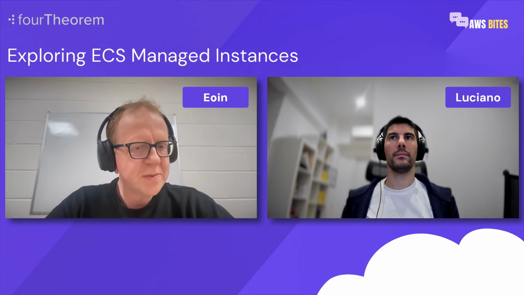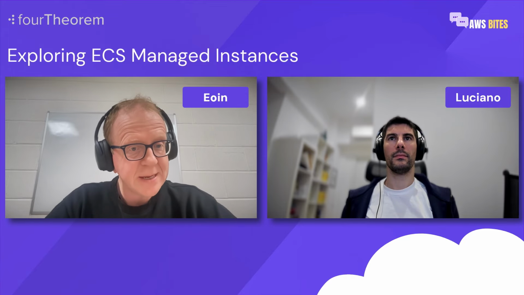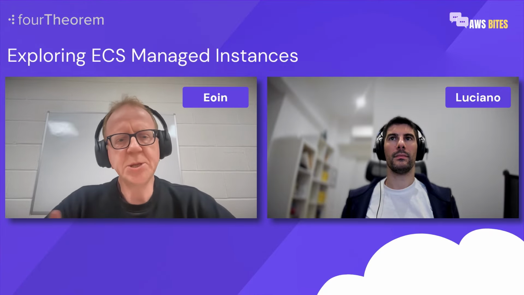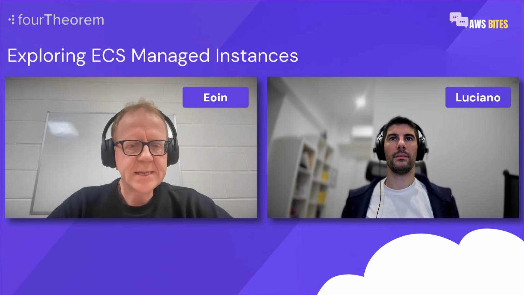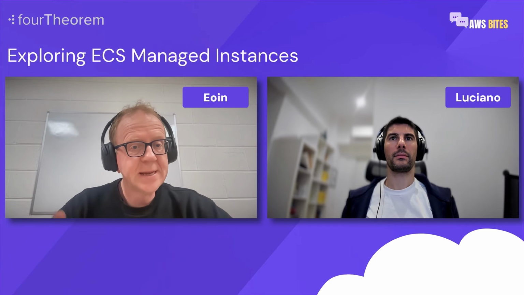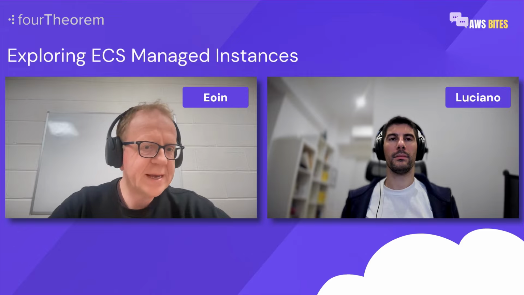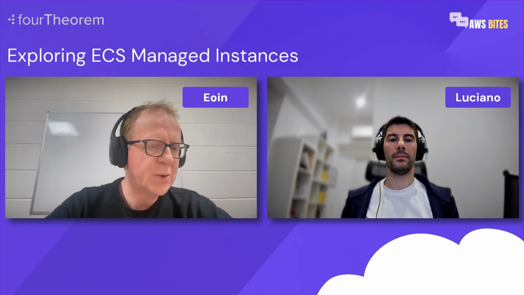ECS on EC2 lets you run tasks on a huge range of instances, but you need to pick the AMI, configure the EC2 correctly, ensure it has the ECS agent, all that stuff, and ensure that the instances are scaling in tandem with ECS tasks. So, Luciano, what is this ECS MI and where does it fit?